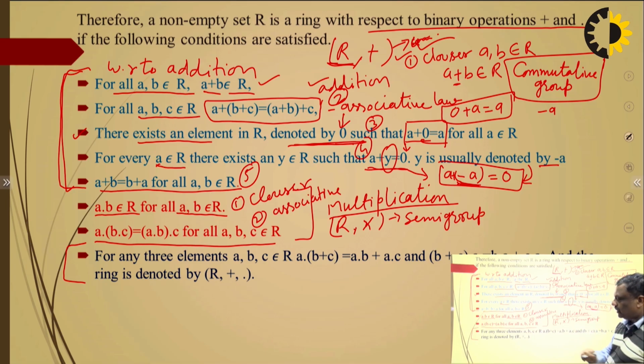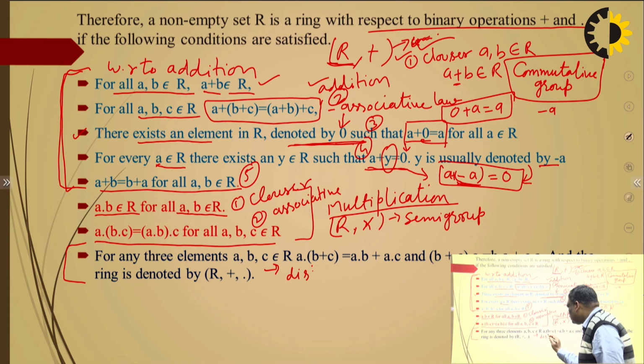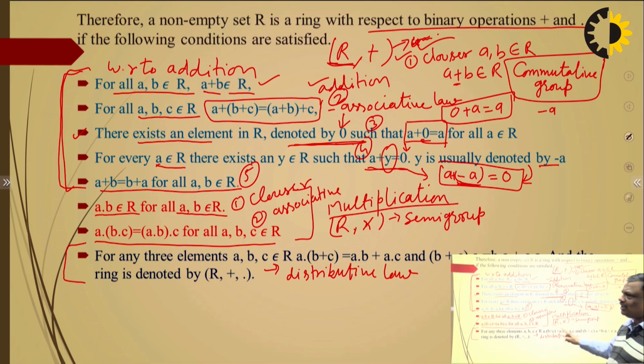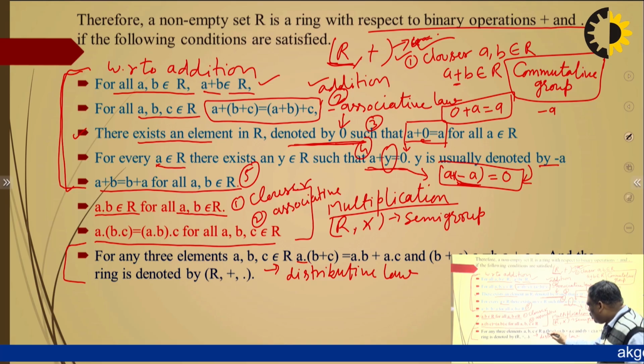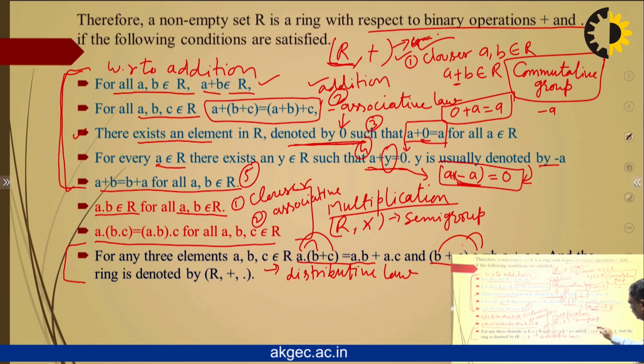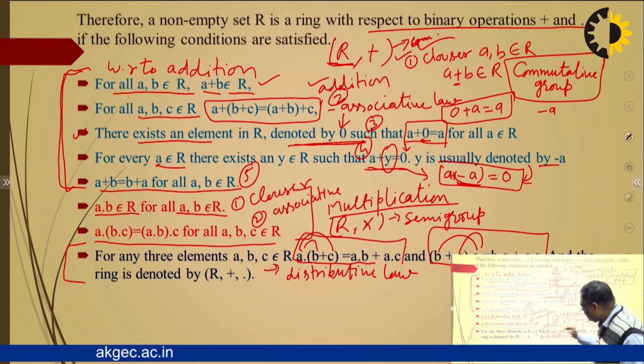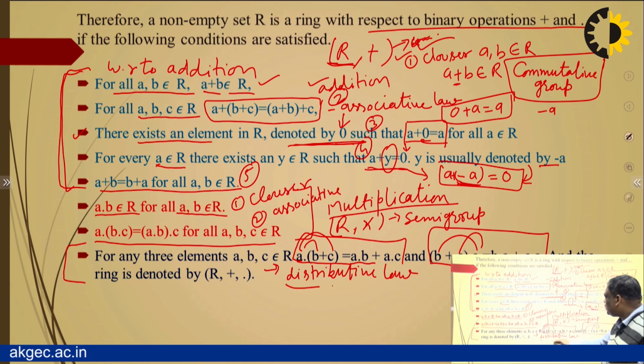And the third one is distributive law. This one is known as distributive law. Distributive law means left distribution is equivalent to right distribution. A dot (B plus C) equal to A dot B plus A dot C. And similarly, (B plus C) dot A equal to B dot A plus C dot A. So both are equal. Then if both are equal, we can say that it holds the distributive law.